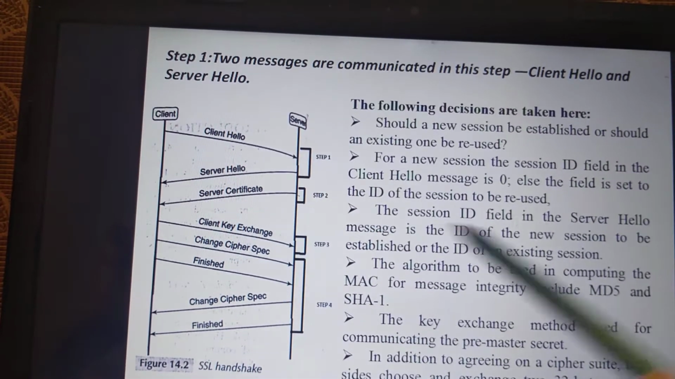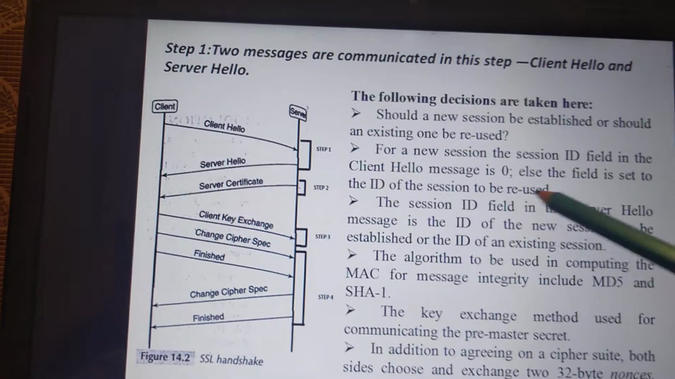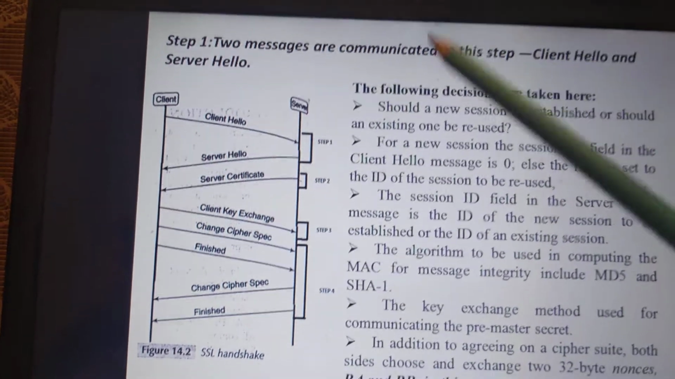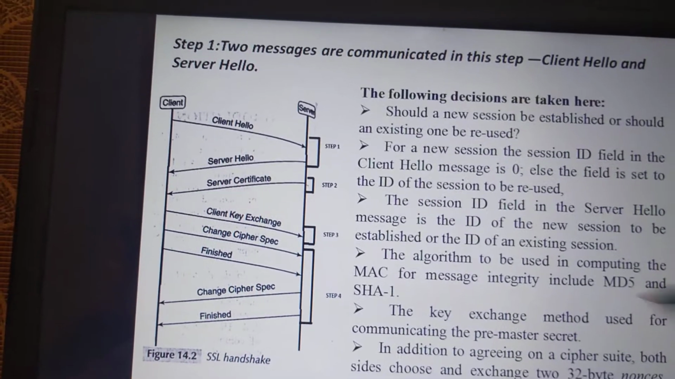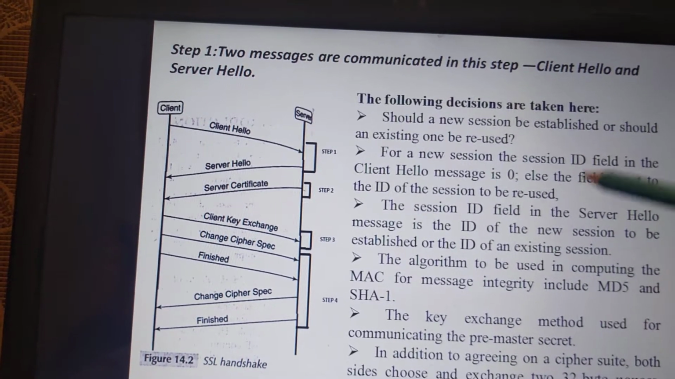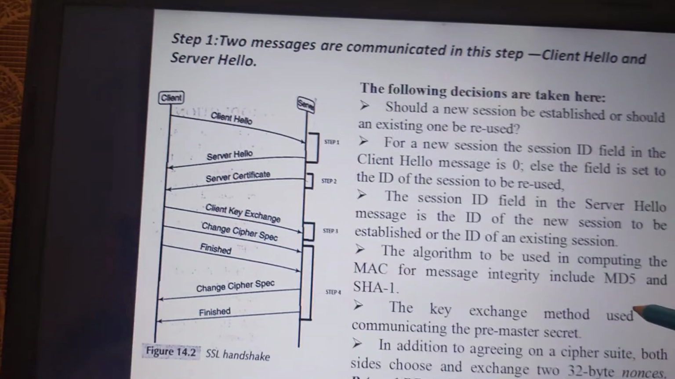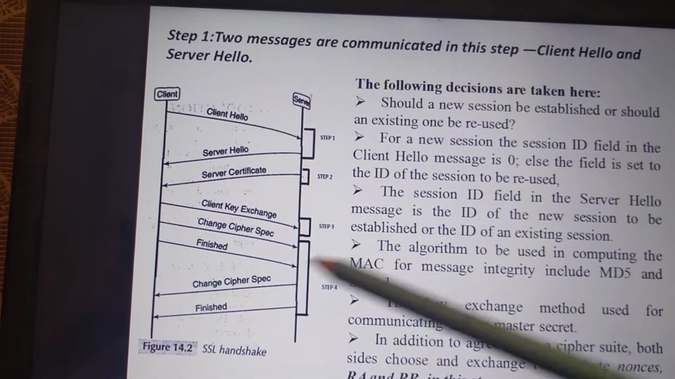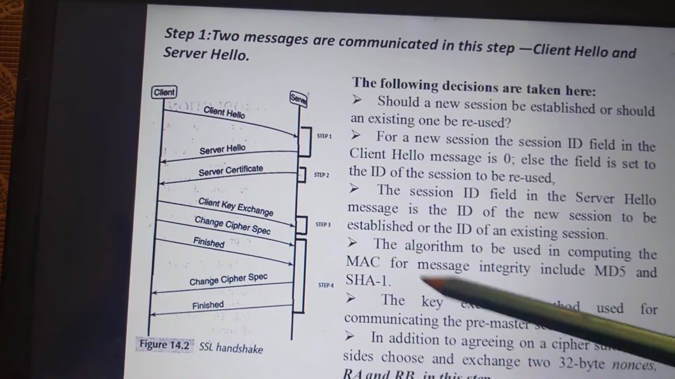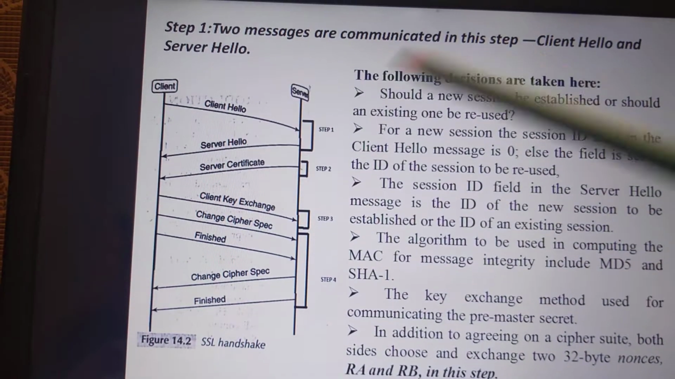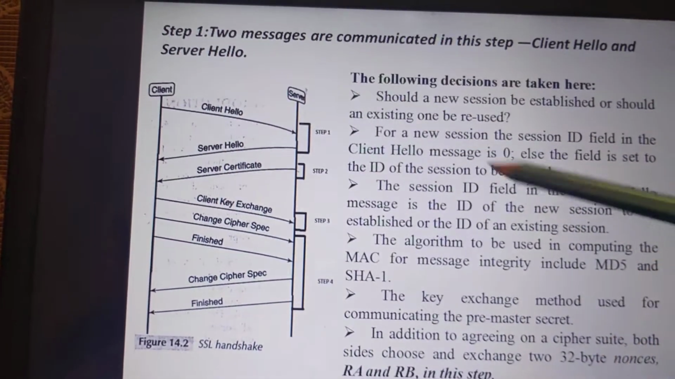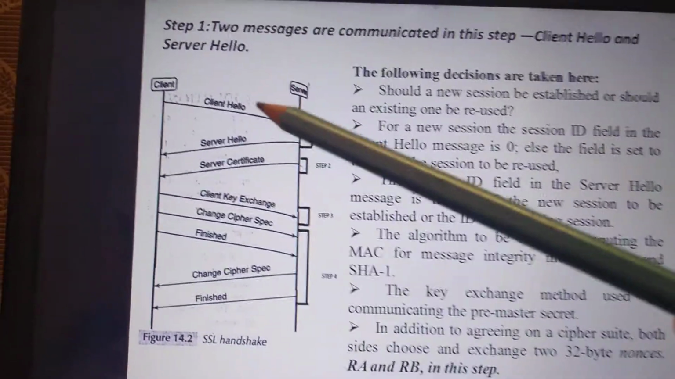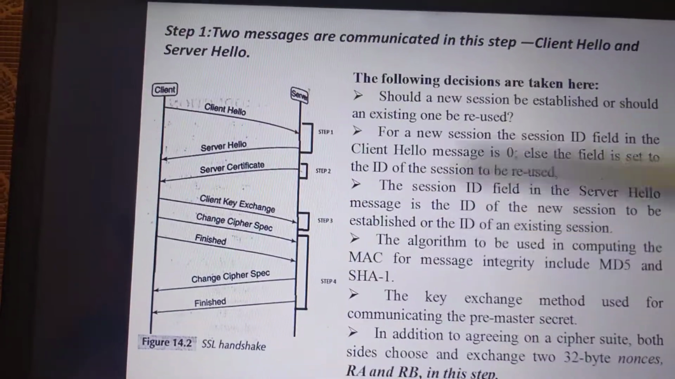The session ID field in the server hello message is the ID of the new session to be established or the ID of the existing session. The algorithm which will be used in computing the MAC for message integrity includes MD5 and SHA-1. The key exchange method is used for communicating the pre-master secret. In addition to agreeing on the cipher suite, both sides are going to choose and exchange a 32-bit nonce, that is RA and RB, in these steps.